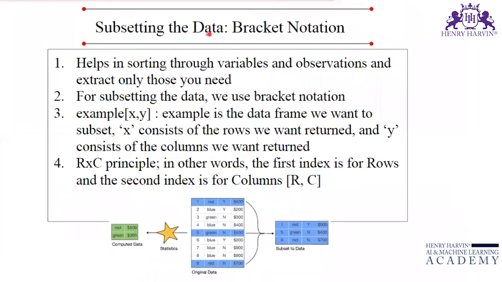So let's start with bracket notations first. So bracket notations help in sorting our variables and observations and extract only those which are in need. For subsetting the data, we use square bracket notations as you can see in the example, and it follows the RC principle, that is row into column principle, where X consists the rows from the data and Y will consist all the columns of the data.